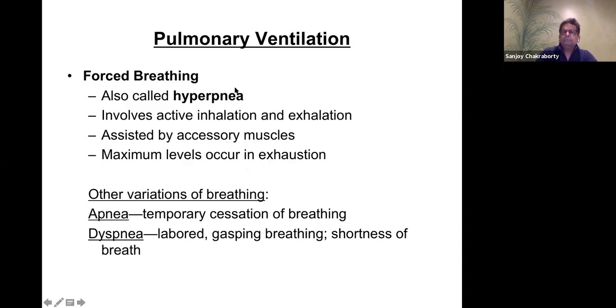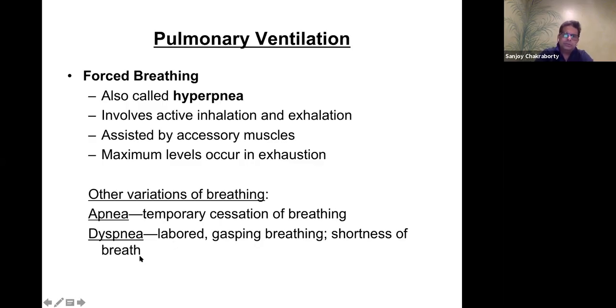When your breathing pattern goes to that level, like maximum levels that occur in exhaustion, that's called forced breathing. So breathing, depending on which muscles are active, we can categorize into two groups, depending on whether inhalation and exhalation are both passive, or both active, or one passive, one active.